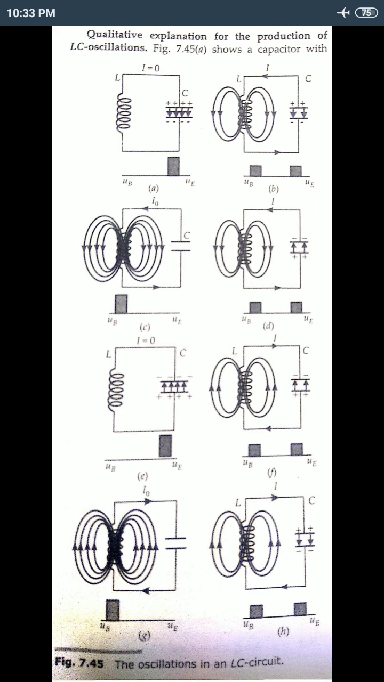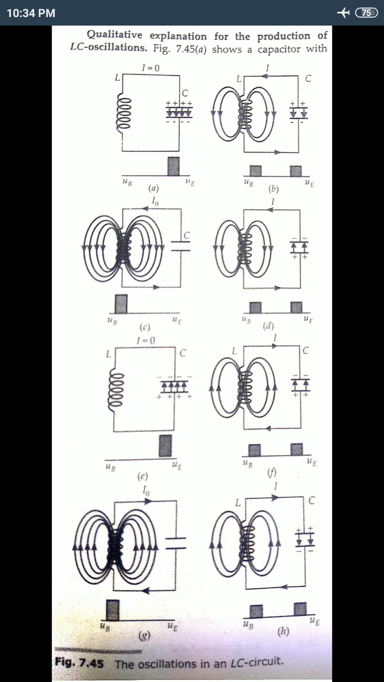Thus the energy of the system continuously surges back and forth between the electric field of the capacitor and the magnetic field of the inductor. This produces electrical oscillation of a definite frequency. It has some frequency, and it creates an oscillation. That means the charges move first from C to L, left to right, then again right to left, left to right, then again right to left, like this way.